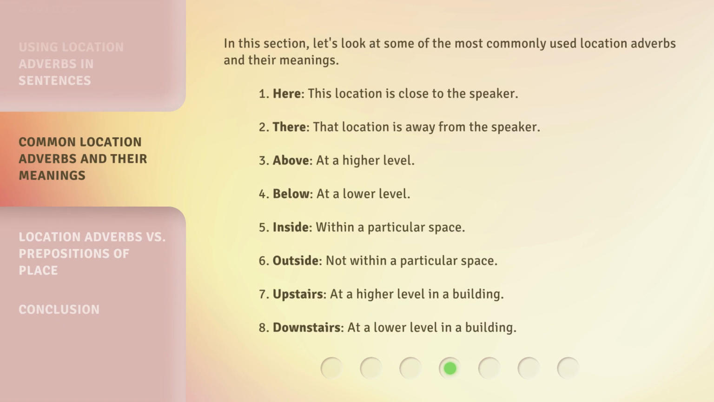In this section, let's look at some of the most commonly used location adverbs and their meanings. 1. Here, this location is close to the speaker. 2. There, that location is away from the speaker. 3. Above, at a higher level. 4. Below, at a lower level. 5. Inside, within a particular space. 6. Outside, not within a particular space. 7. Upstairs, at a higher level in a building. 8. Downstairs, at a lower level in a building.